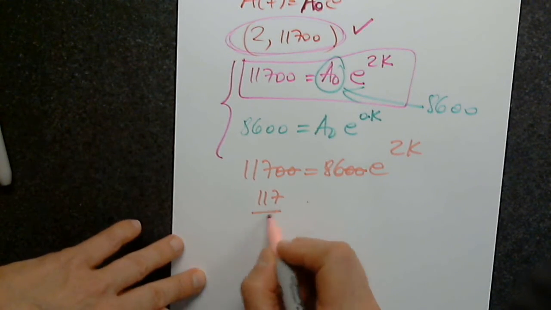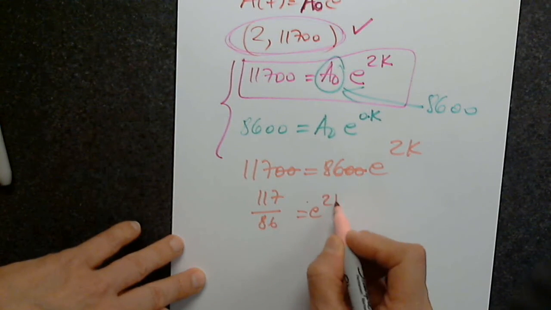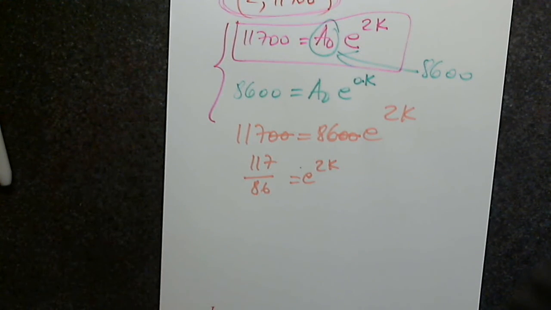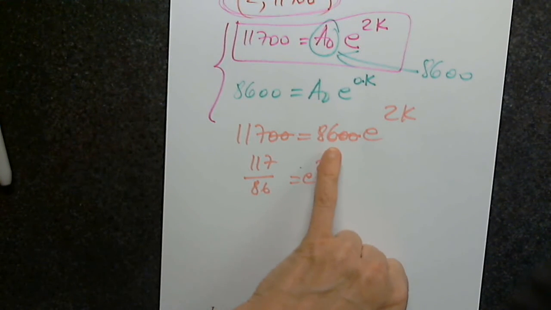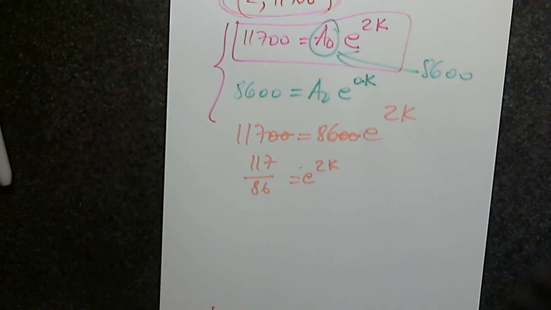So 117 divided by 86 first, e to the 2k. If you apply, I'm not saying it's wrong, if you apply natural log at this stage, then you have to change it into a sum. Log of a product is the sum of logs. That's what I meant to say. You don't want to do that. You want to clean it up first. I'm not saying you're not going to get the same answer, but it's slightly more difficult because you're applying log to a product and you have to change it. So you don't want to do that. You first clean it up by simplifying it, by dividing both sides by 8600.